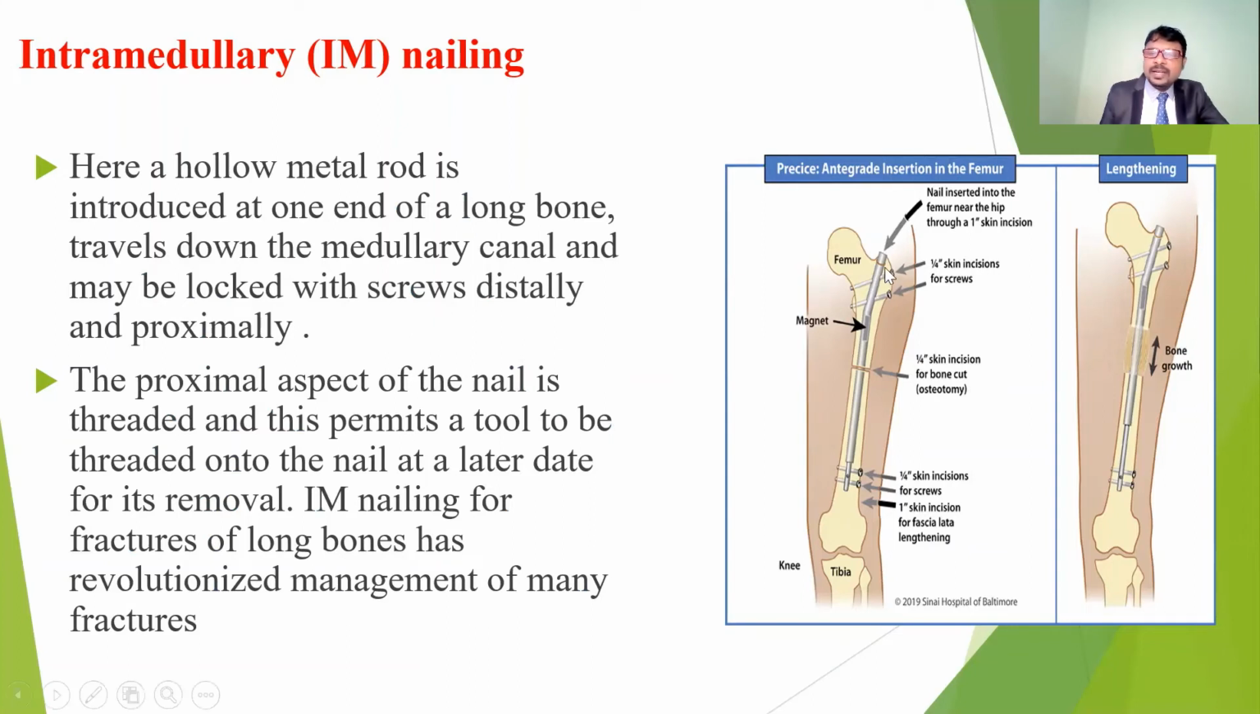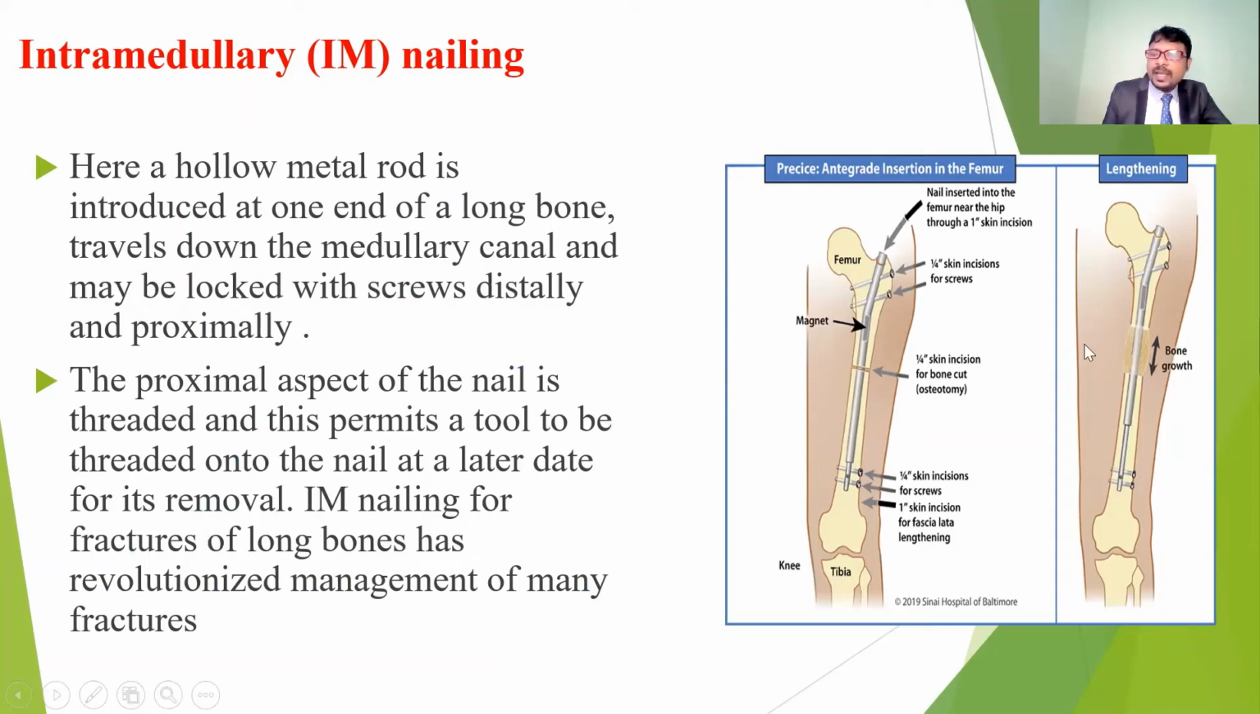Here a hollow metal rod is going to be introduced. One end of the long bone is where it is inserted, and they send it into the distal part of the bone. Because of this hollow metal rod, the upper fragment and the lower one are going to be fixed with screws. Because of this fixation, the fracture heals.